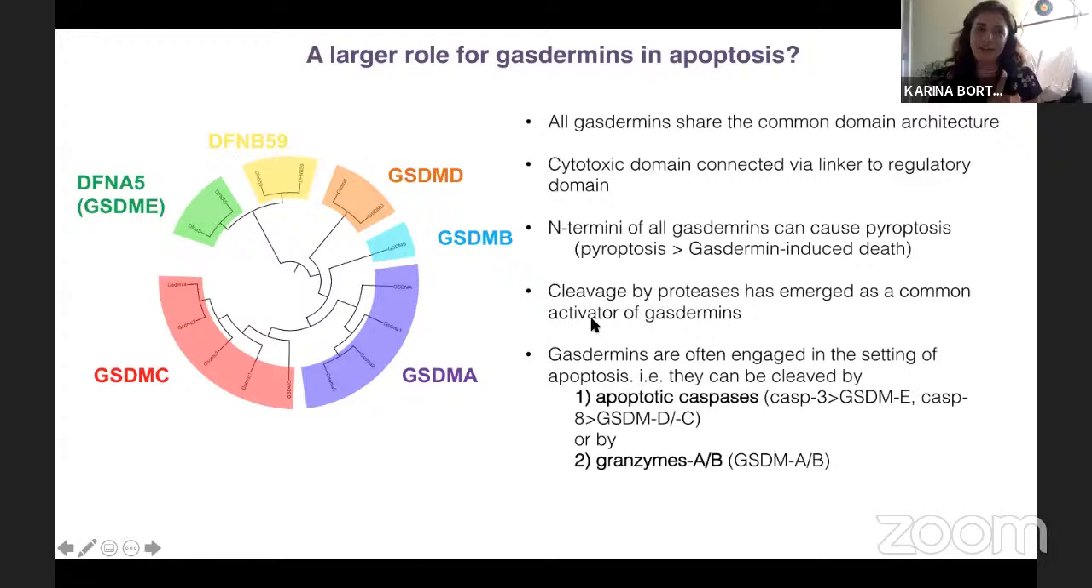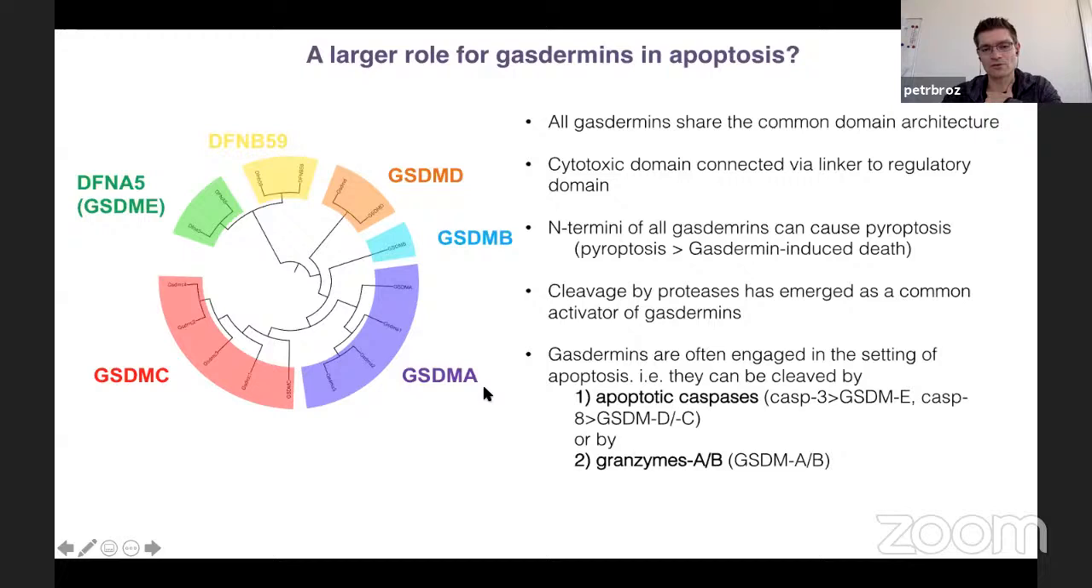In the inflammasome pathway, there doesn't seem to be at this point a role for the other gasdermins. In the inflammasome pathway it is mostly gasdermin D that is involved, both in humans and mice. But the other gasdermins, gasdermin E or DFNA5, and A and B, seem to play a role in the apoptotic pathway.